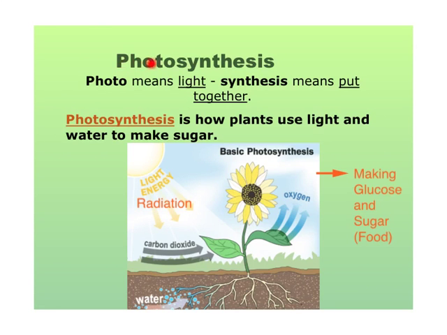Here's the word photosynthesis. If we look at the first part of the word, photo, it means light, like a photograph needs light. And synthesis means to put something together. So photosynthesis is how plants use light and water to make sugar.